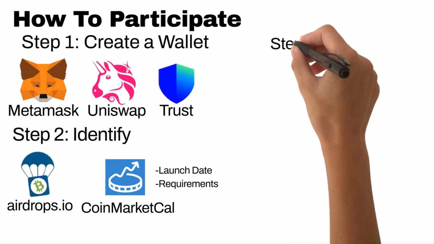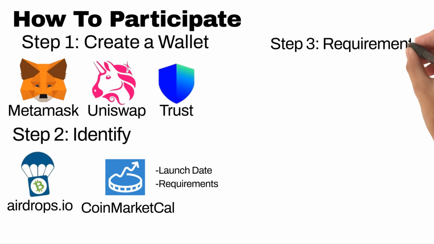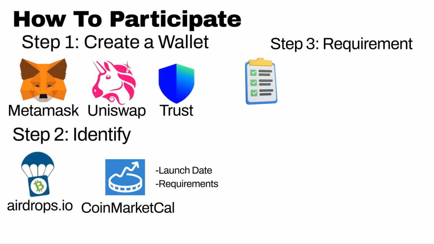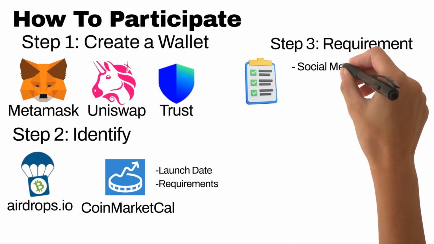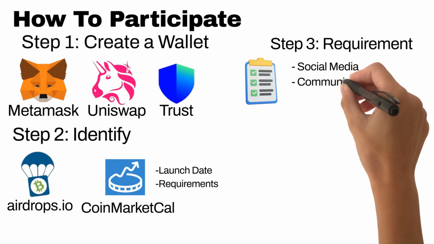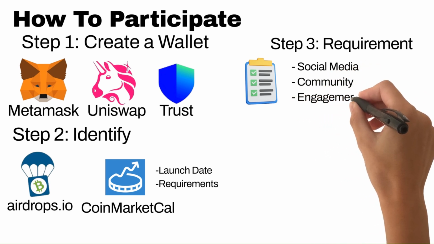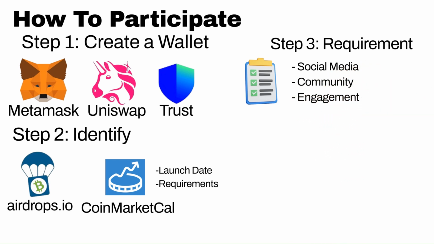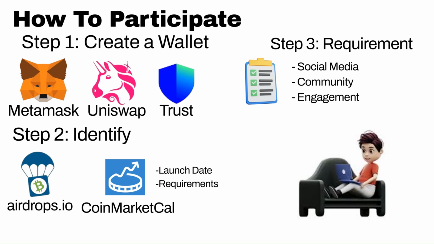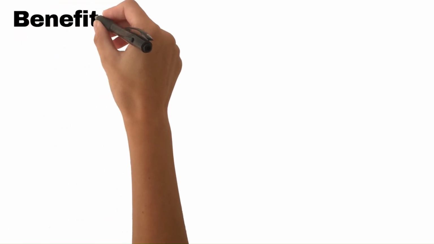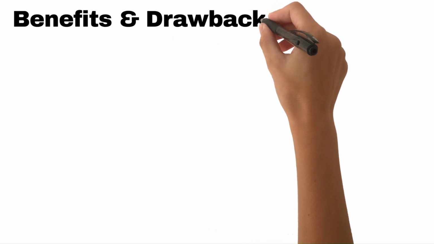Step 3. Perform the required tasks. Once you've identified an airdrop, complete the required tasks. These tasks can vary but often include actions like following the project on social media, joining their community channels, or other engagement activities. After completing the tasks, wait for your airdrop. Easy peasy. What are the benefits and drawbacks of airdrops?